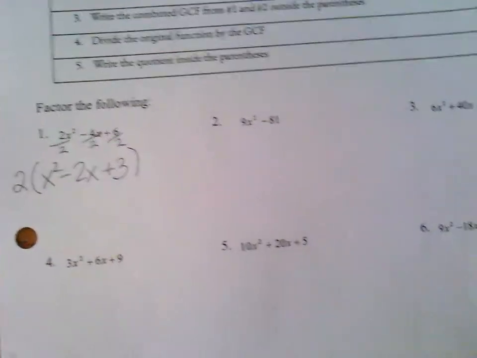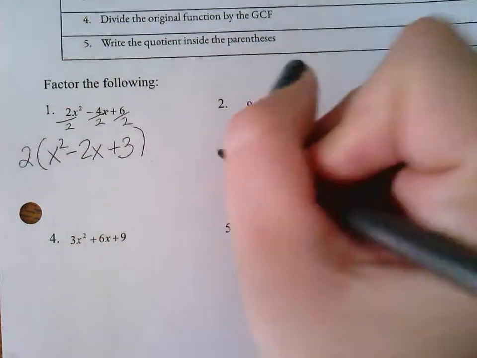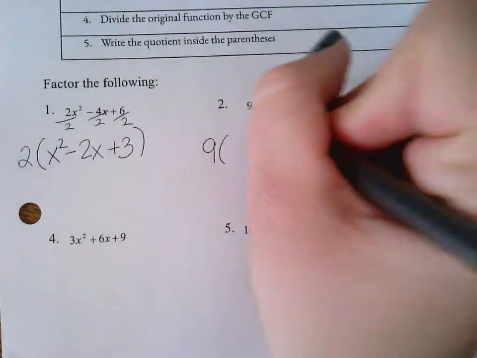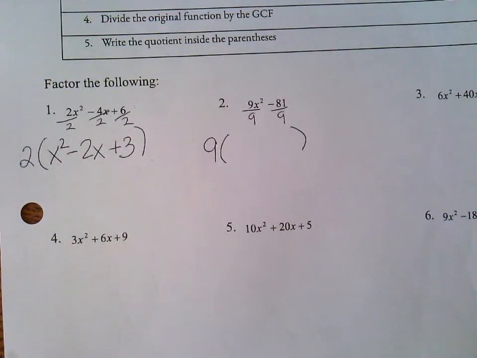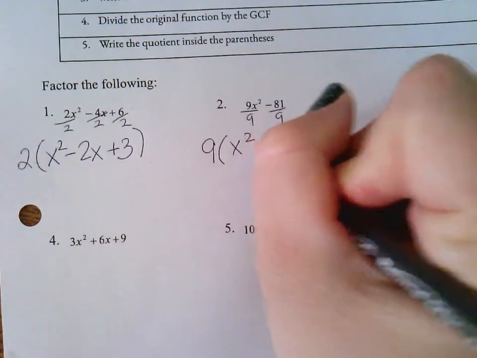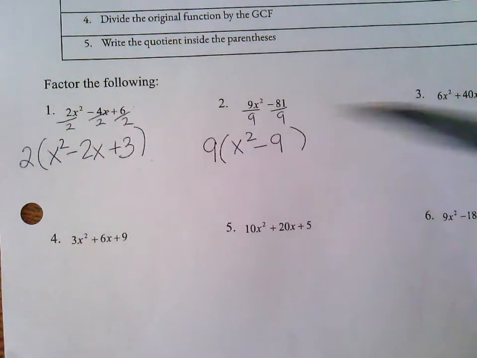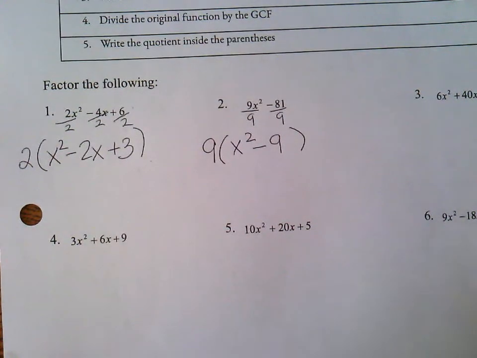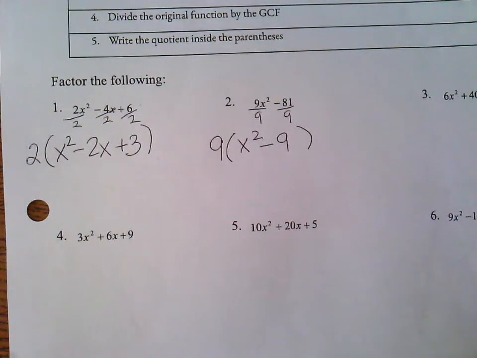Number 2, what is the greatest common factor in number 2? 9. So if you have 9 that you're going to factor out, what you're really doing is dividing the 2 terms by 9, and what would you have left? So inside my parentheses, what do I have left? X squared minus 9. So we're going to see on the next page how this could actually go a step further, but we're just practicing the greatest common factor step right now. Once you get to this step, there's usually another step that you'd have to take.